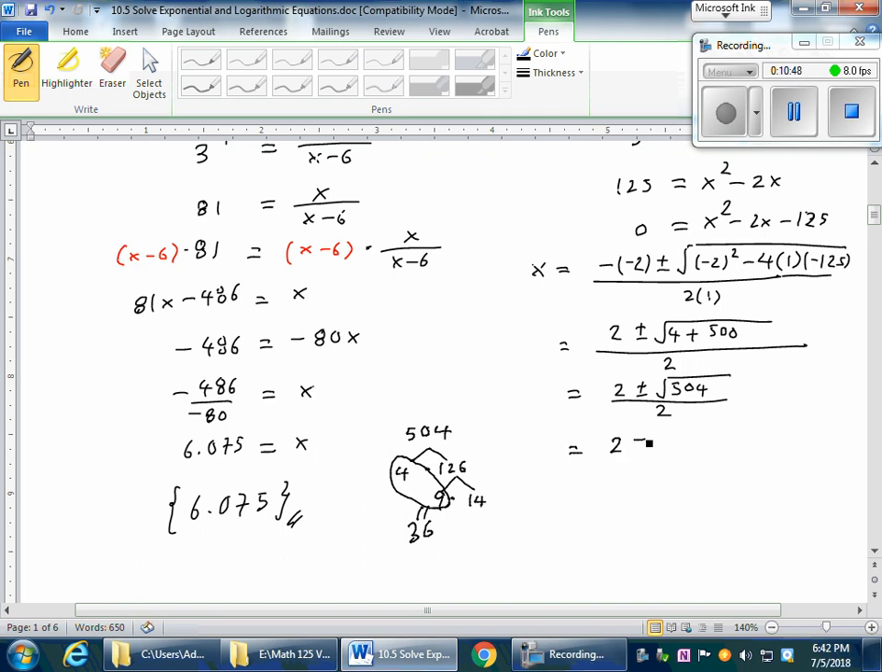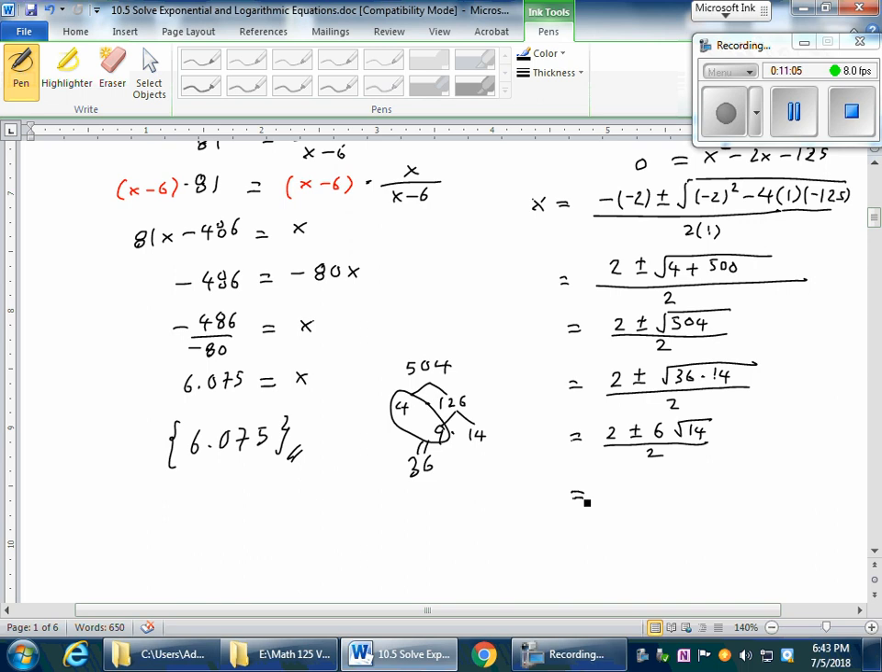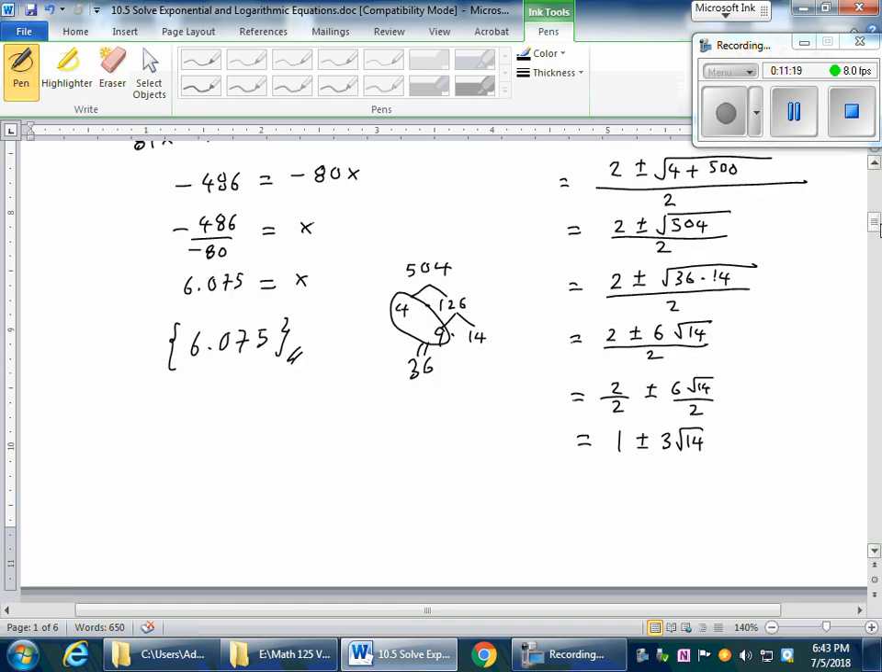So from here, I can see that 2 plus or minus square root of 36 times 14 divided by 2, which is 2 plus or minus 6 square root of 14 divided by 2. Now finally, to simplify all the way through, I can divide both of the terms. So that gives me 1 plus or minus 3 square root of 14. And that gives us two answers, one of them, x is equal to 1 plus 3 square root of 14. That is a positive number, approximately.